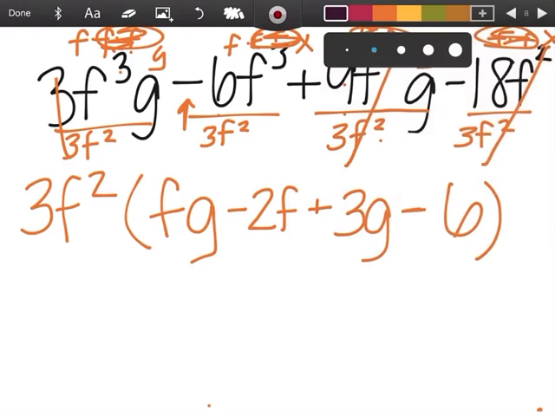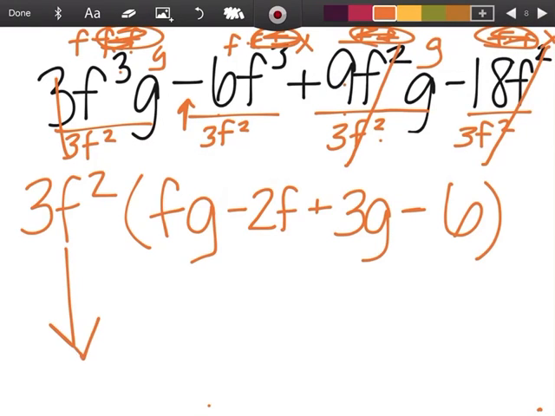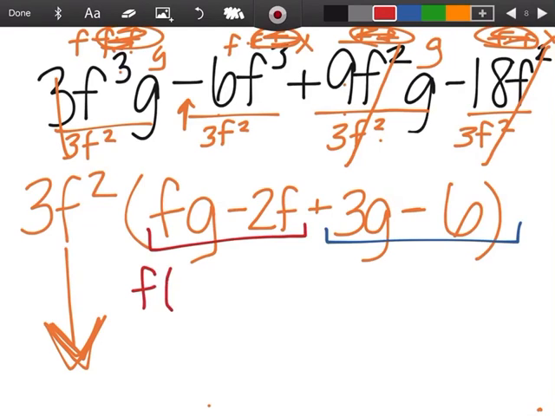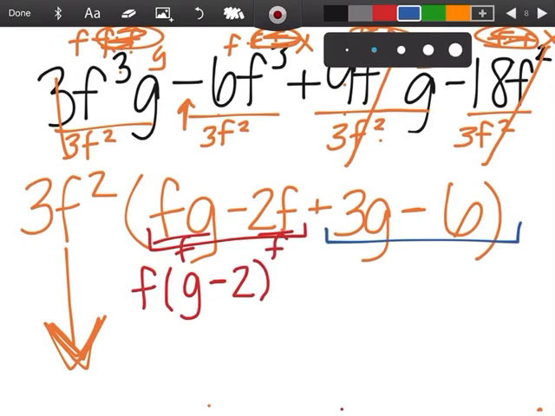And so when I do that, well, hold on. I don't want to lose the fact that my final answer has a 3f squared in it. Don't forget, my final answer is going to have a 3f squared. I don't take it out and get rid of it, but I am going to ignore it for the rest of this problem. So I'm going to group my first 2 terms and group the second 2 terms. What do fg minus 2f have in common? Number-wise, there's nothing, but both of them have an f. When I factor out the f, in the first term I'm left with g, in the second term I'm left with minus 2. So I'm left with g minus 2.